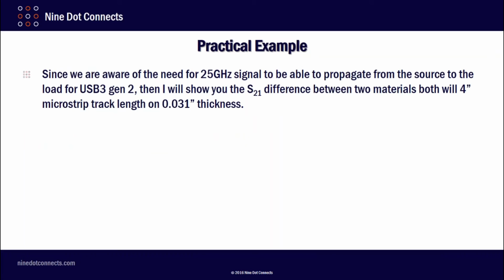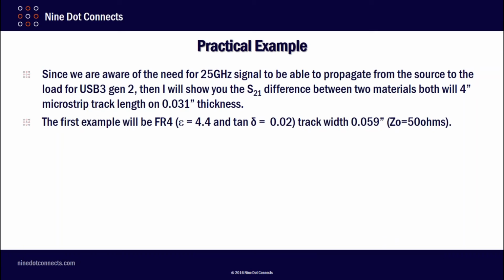Now, let's get into a practical example. Since we are aware of the need for the 25 gigahertz signal to be able to propagate from the source to the load for USB 3 Gen 2, I'm going to show you the difference on S21 between two different board materials on a 4-inch piece of microstrip with .031 thickness.